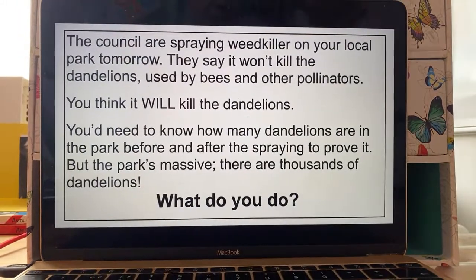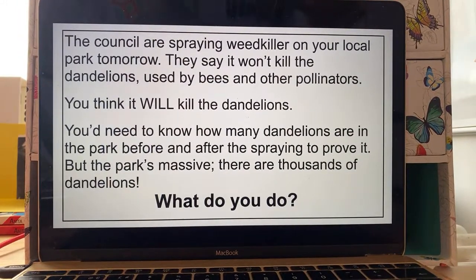Easy big starter question, right? Has anyone been thinking about this? The council are spraying weed killer on your local park tomorrow. They say it will not kill the dandelions, which are obviously used by bees and other pollinators, very important plant. You're worried it will kill the dandelions.